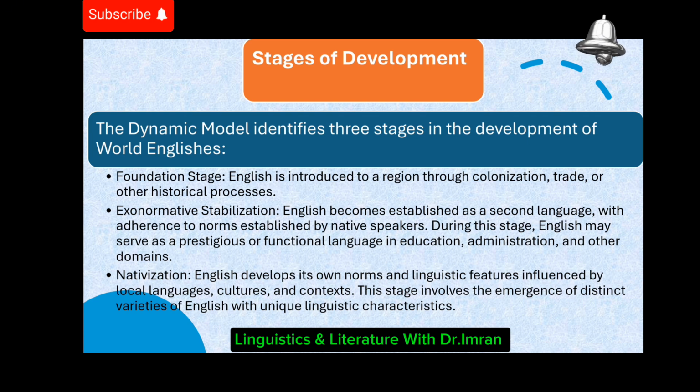and it then transfers to a new variety of English. So in post-colonial English, in the first stage, it is introduced through some historical process, trade, or colonization. In the second stage, it is used as a second language, as a prestigious language. And in the third stage, it has its own unique vocabulary. And this stage is known as nativization. Okay, and then you see that most people consider it as a native language of the people, right?